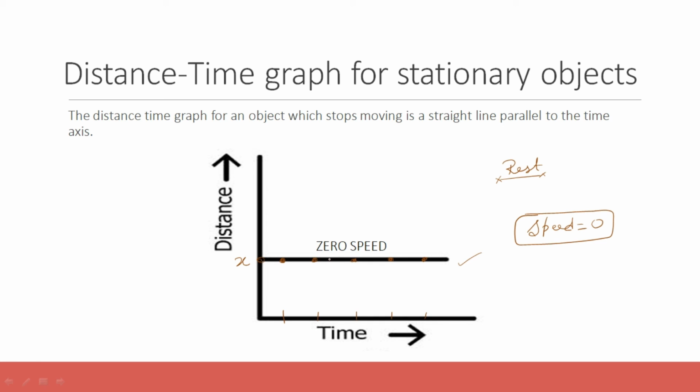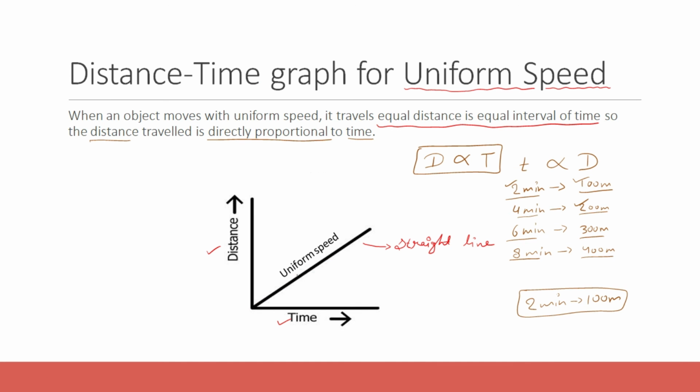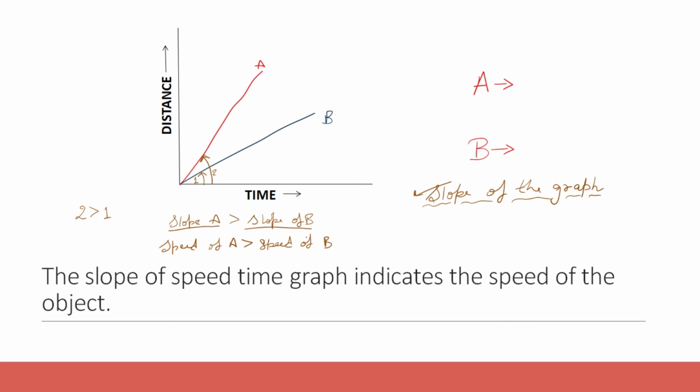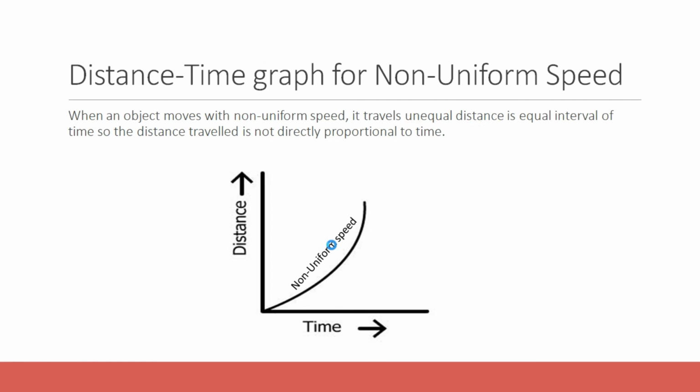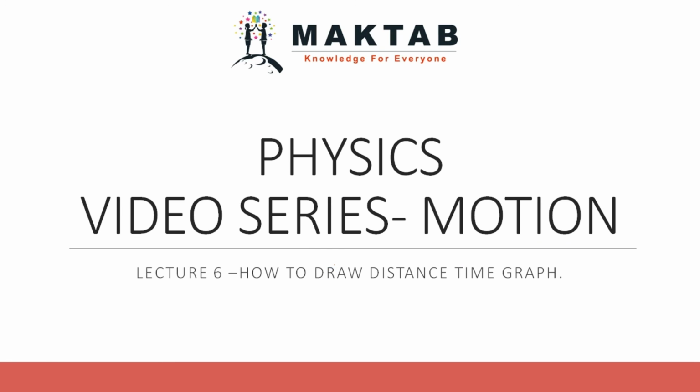So in this video, we have learned about graphical representation of various different type of motions. For uniform motion, you will get a straight line graph, and the slope of this line will give you the speed. The more the slope, the greater will be the speed. For a non-uniform motion, you will get a curved graph, right? And for the objects which are not in motion, which are at rest, you will get a straight line graph, which is parallel to the time axis.